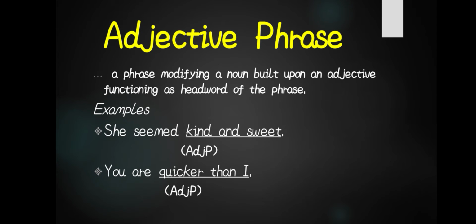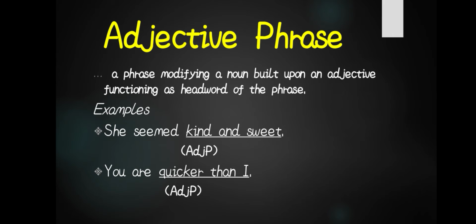Next, we have the adjective phrase. When we talk about an adjective phrase, it refers to a phrase modifying a noun built upon an adjective functioning as head word of the phrase. So, kanina pod, ang main meaning sa sentence is adjective na pod. An adjective is a word that is describing something, giving descriptions to something, particularly nouns and pronouns.